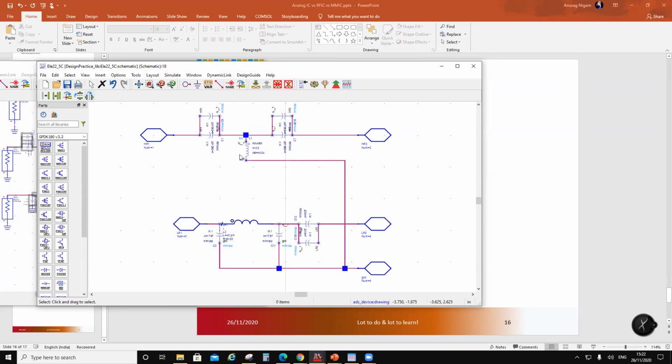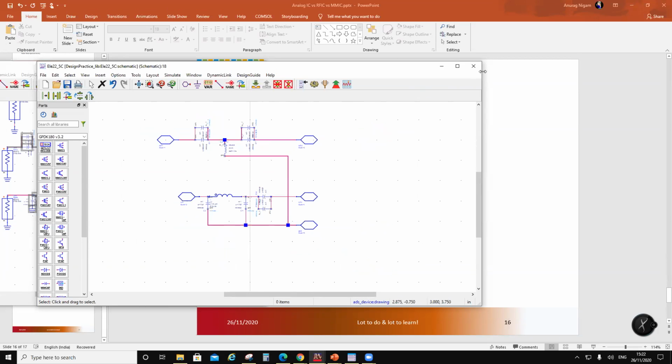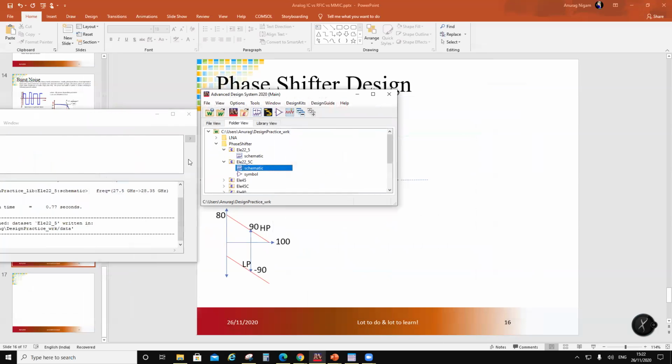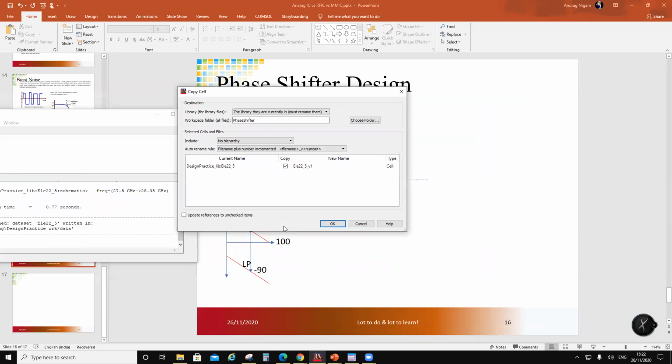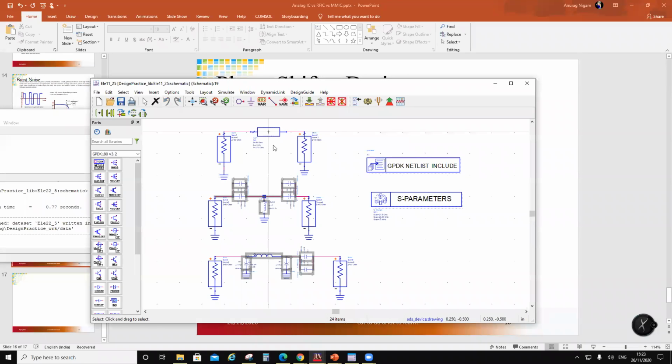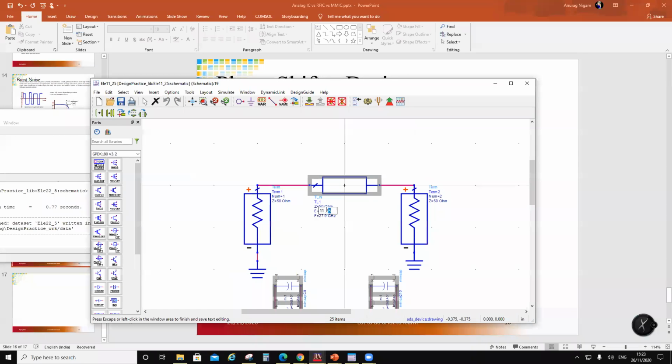Okay, so we are done with 22.5. Now we are going to look at an even more difficult problem, which is 11.25. So I'm going to go ahead and copy this cell. It's 11.25. And then this will become 5.625.